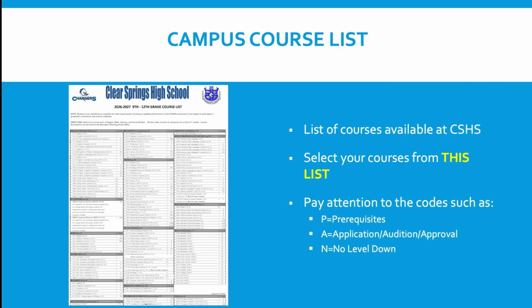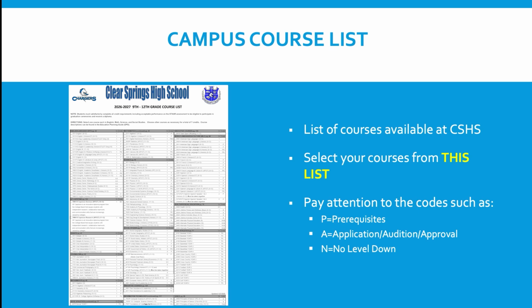The campus course list is a list of all available courses at CSHS. You will select your courses from this list. Be sure to pay attention to the codes. They give you additional information about the courses, like the requirement for prerequisites, application, or approval. They also will tell you which courses do not have a level down option. Again, pay attention to the codes.